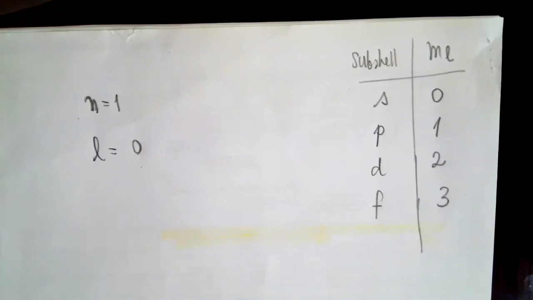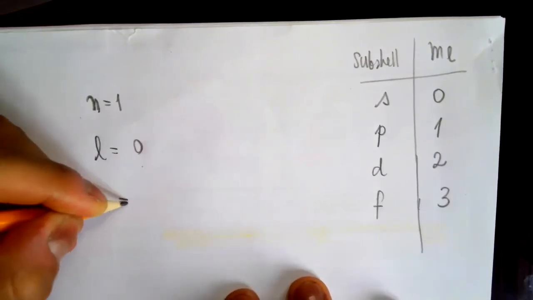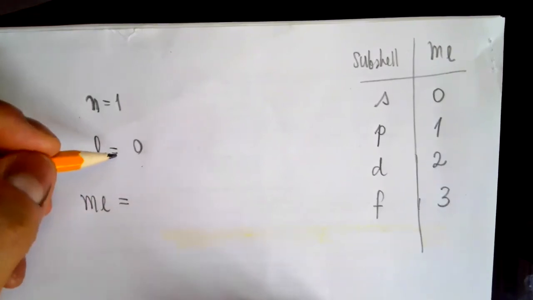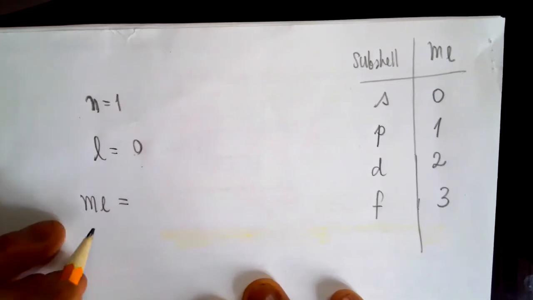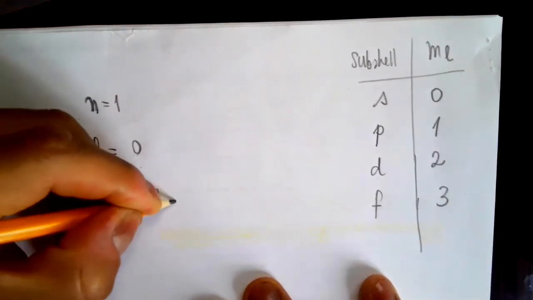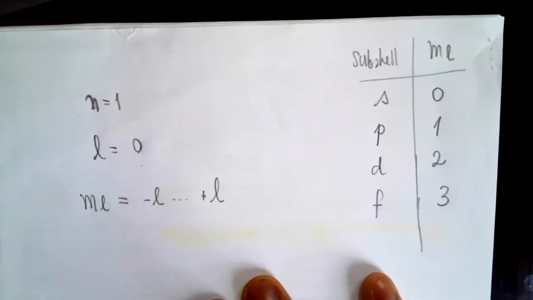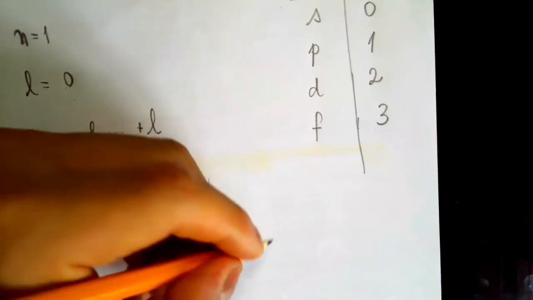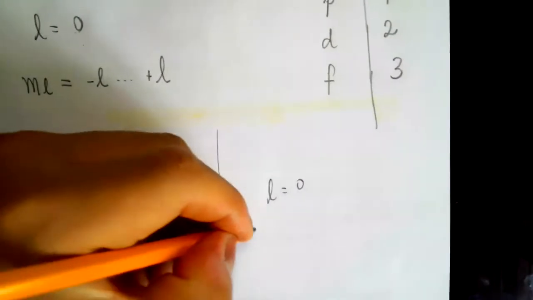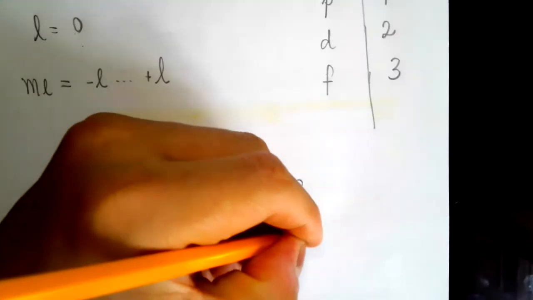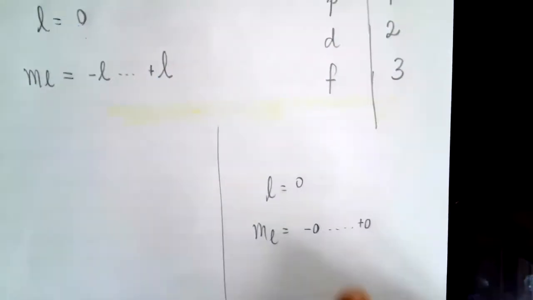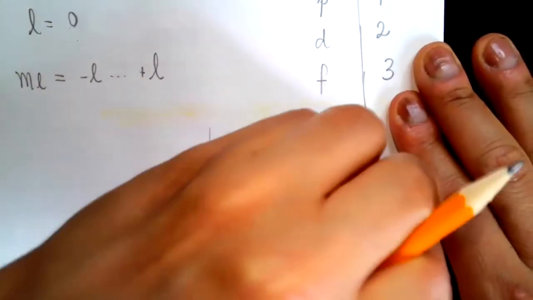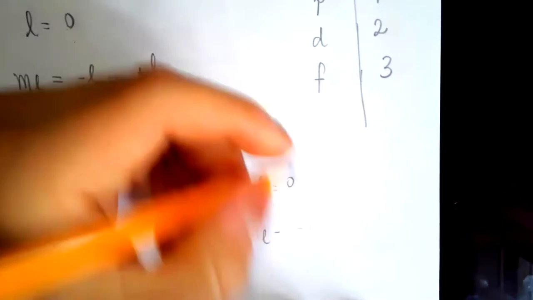Now the next number is ml. What is ml? It is the number of orbitals that are contained, and the ml will always go from minus l to plus l. What does that mean, minus l to plus l? It means that if you have an l of zero, what are the possibilities for ml? From minus zero to plus zero. Those are the possibilities. But who is in between? Nobody. Only zero.